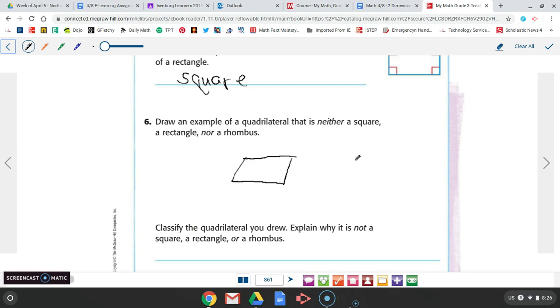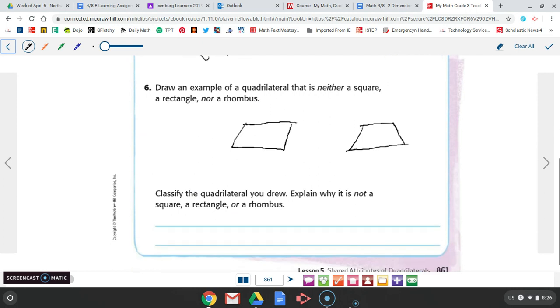You could also draw a trapezoid. A trapezoid is not going to follow any of those rules either. So you could draw a trapezoid here. Then it says, classify the quadrilateral that you drew and explain why it's not a square, a rectangle, or a rhombus. So this one is a parallelogram, and it's not a square, a rectangle, or a rhombus because it does not have right angles, so it can't be a square or a rectangle, and it's not a rhombus because it doesn't have 4 equal sides.